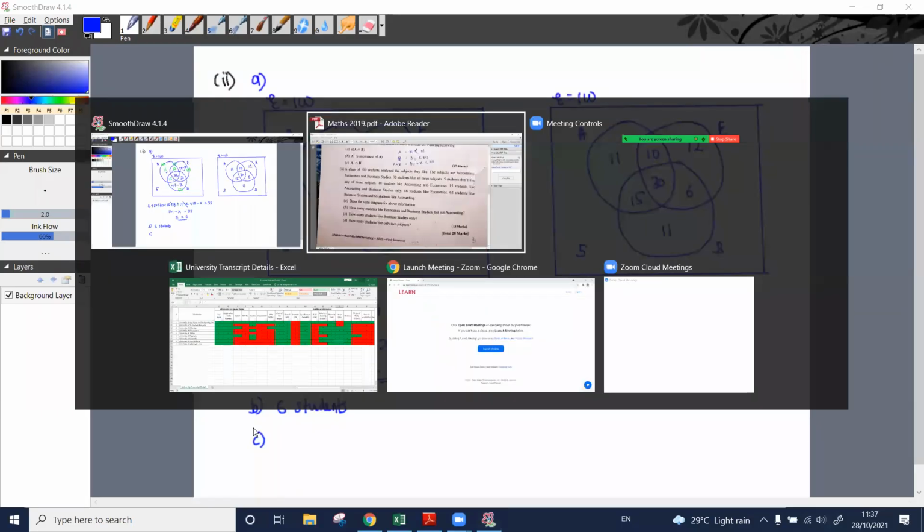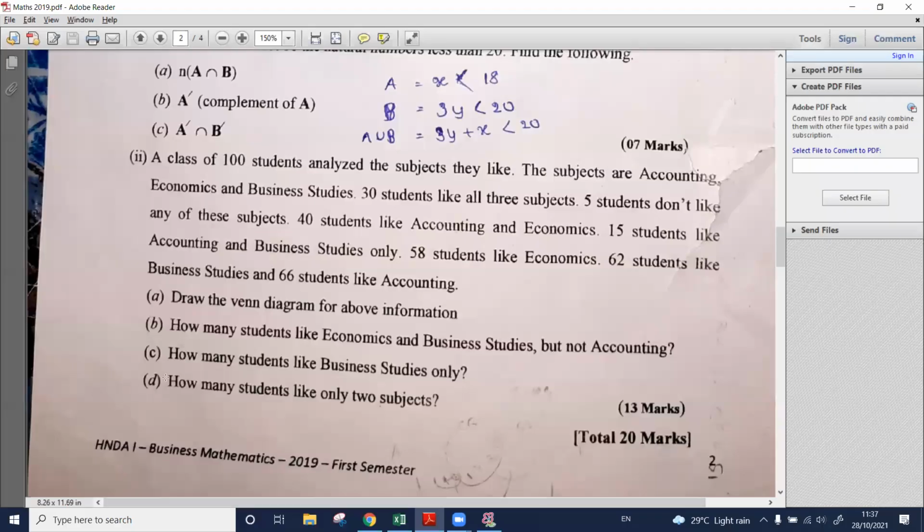Part C. How many students like business studies only?